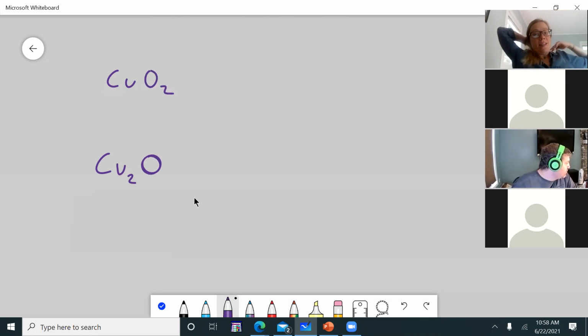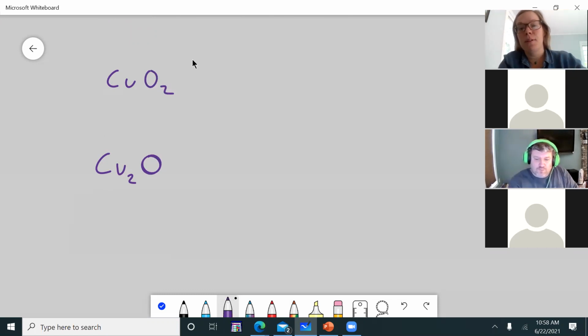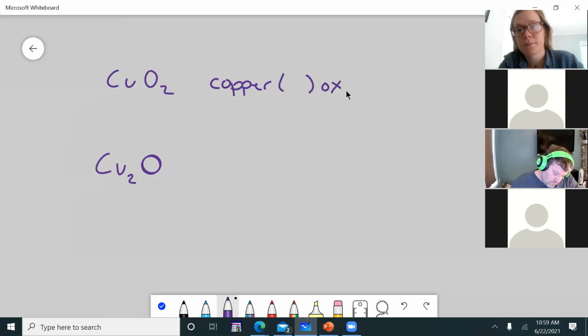So both of these things contain copper and oxygen, but they have different formulas and they'll have different properties. They're both copper oxides. So I'm just going to write for each of these copper, put my parenthesis there, and then put oxide. Do it down here as well, copper, oxide.